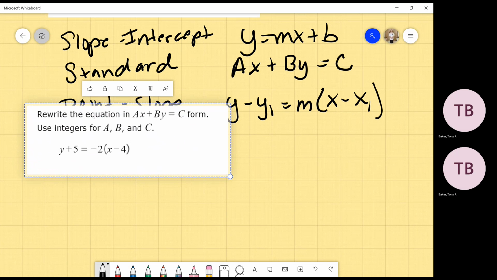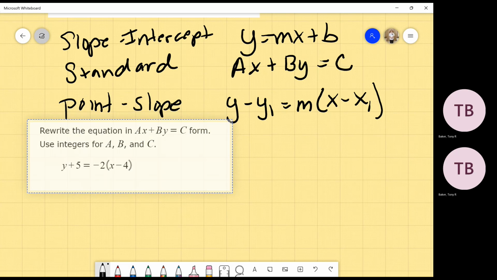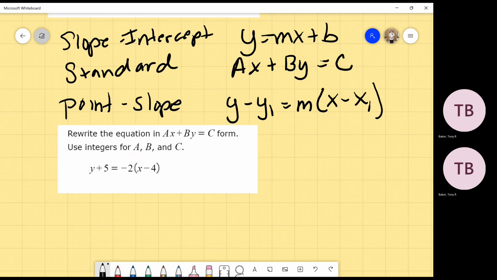All right, so when we look at this one, we've got y plus 5 equals -2 parentheses x minus 4. So what's the first step do you think we want to do? Yep, so let's get rid of that parenthesis. So y plus 5 equals -2x plus 8. Don't forget to multiply that -2 times the -4. Very, very common mistake. People forget to do that all the time, and you will get the answer wrong.